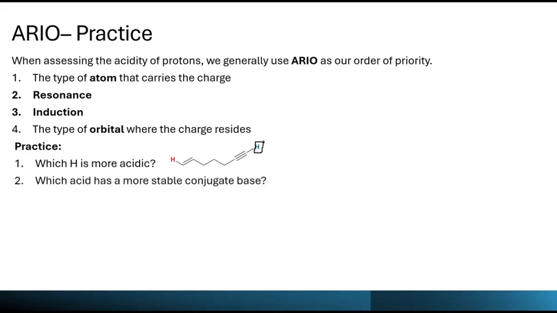Which acid has a more stable conjugate base, ethanol or propylene? Well, in this scenario, if we have H+ leaving, we're going to have the negative charge on either O or carbon. O is more electronegative and can hold on to that negative charge better, so it's going to be ethanol that has the more stable conjugate base, which means it is going to be our stronger acid.